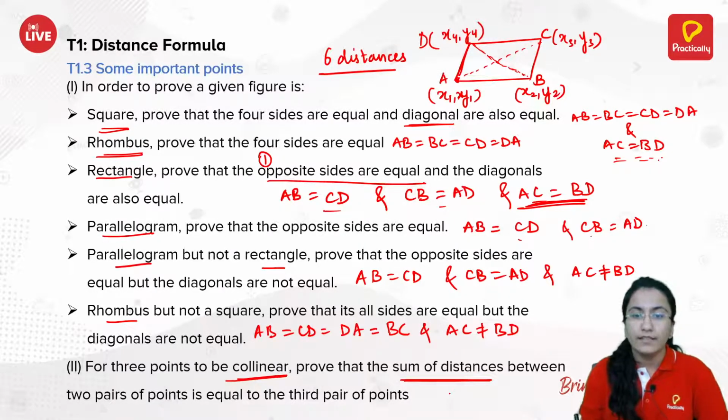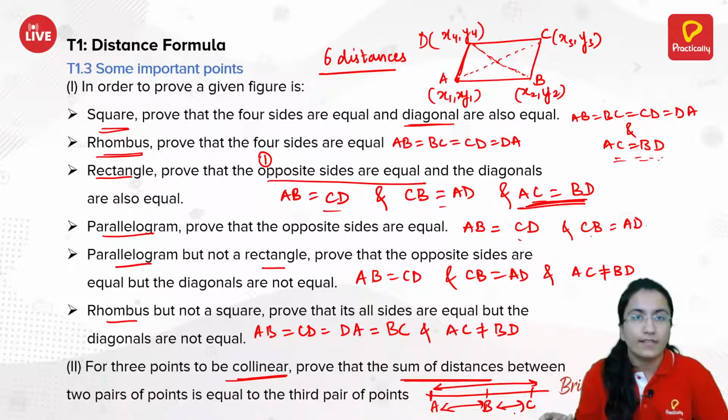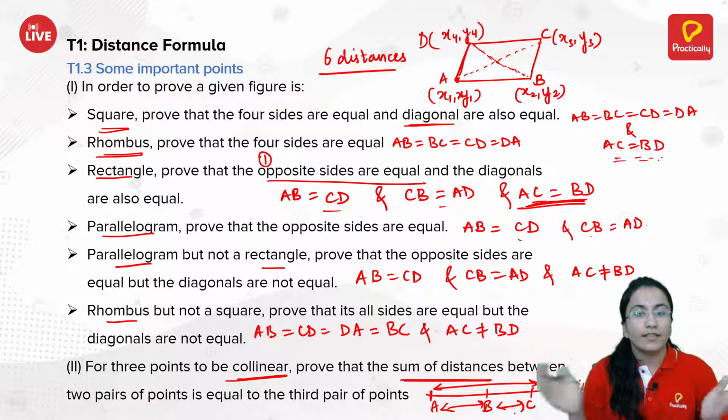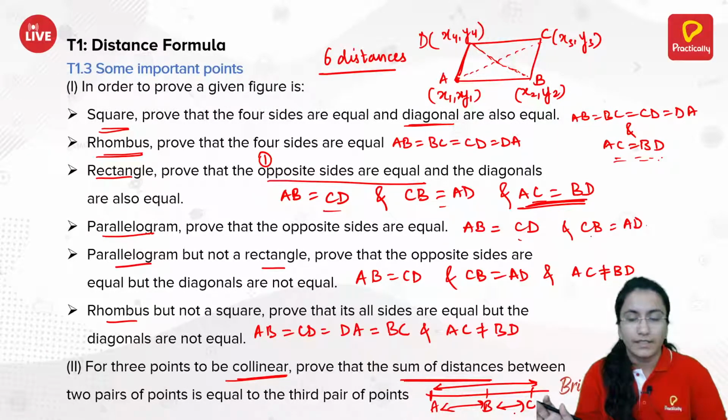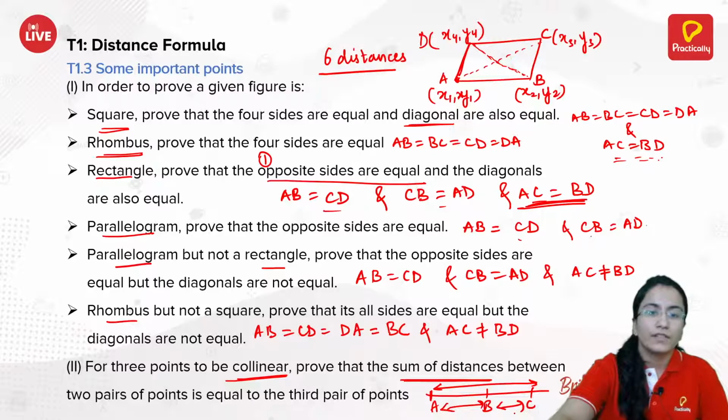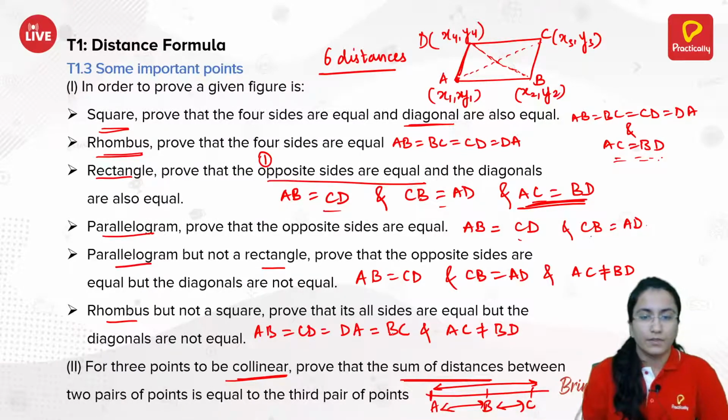How am I saying this? If you have a line like this, right? So you have A, B and C. Only when this distance is the sum of these 2 distances, then you can say it is collinear. Otherwise there is no other alternative, right? So in that case you need to check this only.